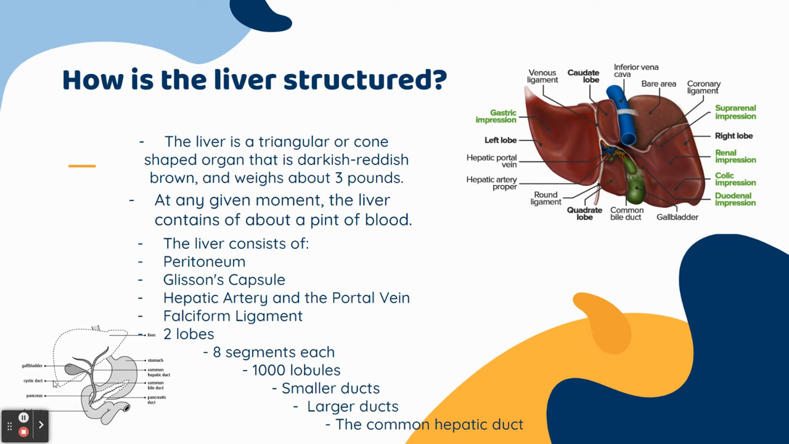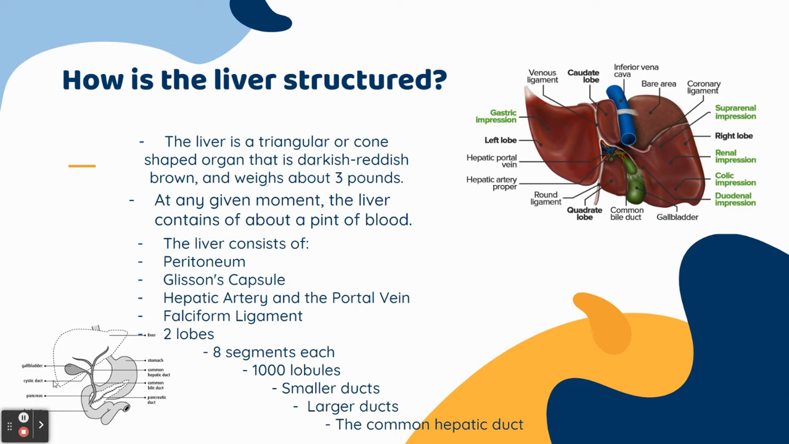First, let's discuss the peritoneum. The peritoneum is a membrane that covers the liver and creates an exterior. It's basically like the cell membrane to a cell. Next, we have the Glisson's capsule. This is a layer of loose connective tissue that surrounds the liver and its related arteries and ducts. The hepatic artery and portal vein, which we talked about in the previous slide, are the major blood sources to the liver. Now, let's talk about the falciform ligament.